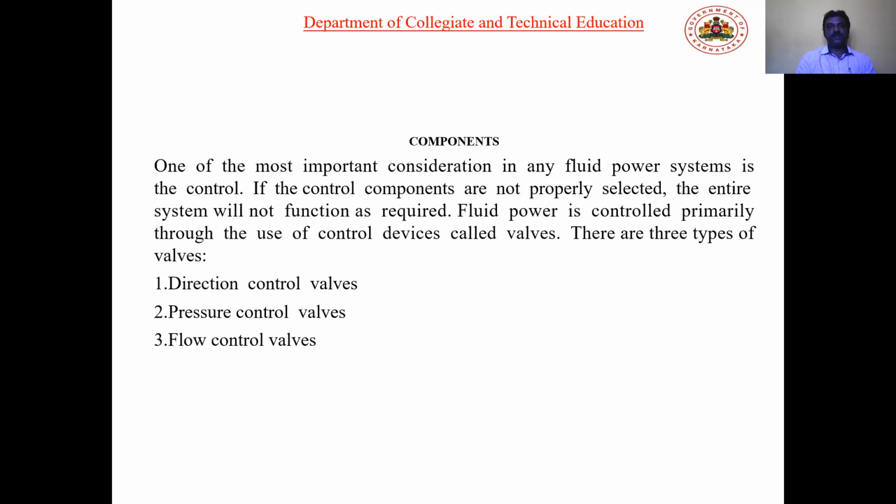Then the third classification is flow control valves, abbreviated as FCV. These types of valves control the flow or the discharge of a fluid in a hydraulic system. Again, directional control valves are subdivided, and the first is called the check valve, also called the one-way check valve.